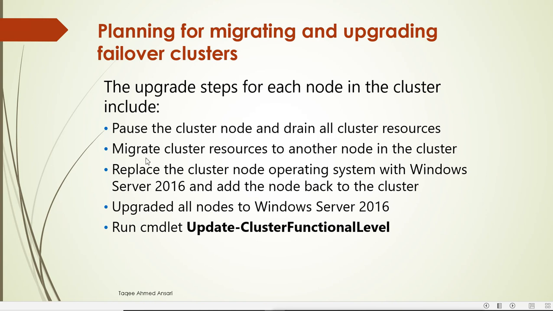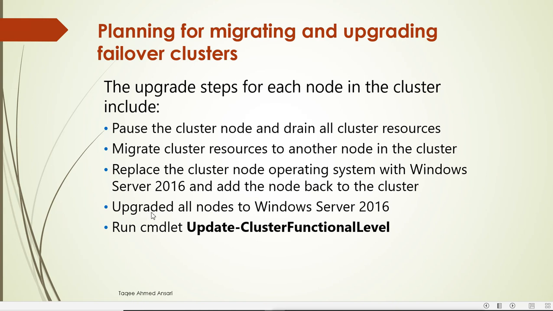Then migrate the cluster resources to another node in the cluster. We should migrate all the resources in that particular node which we want to upgrade, and move them to another cluster node. Then replace the cluster node operating system with Windows Server 2016 and add the node back to the cluster. So we upgrade from Windows Server, any edition like 2012 or 2008, to Server 2016, and then we add the node back to the cluster. So we can do the upgrade.